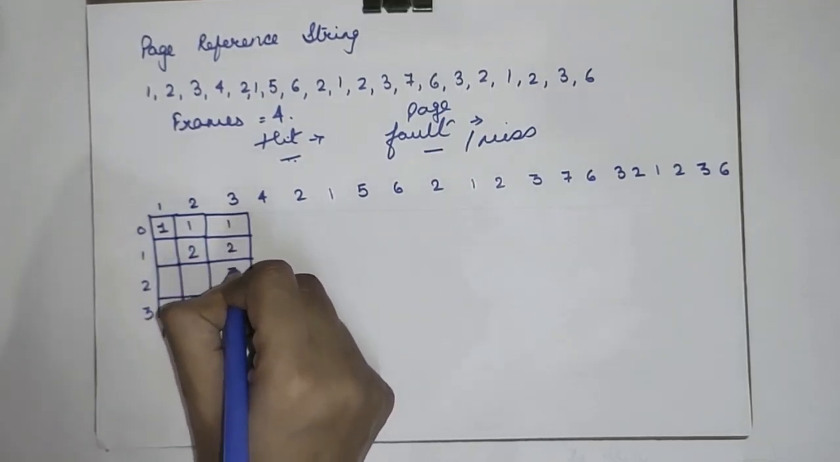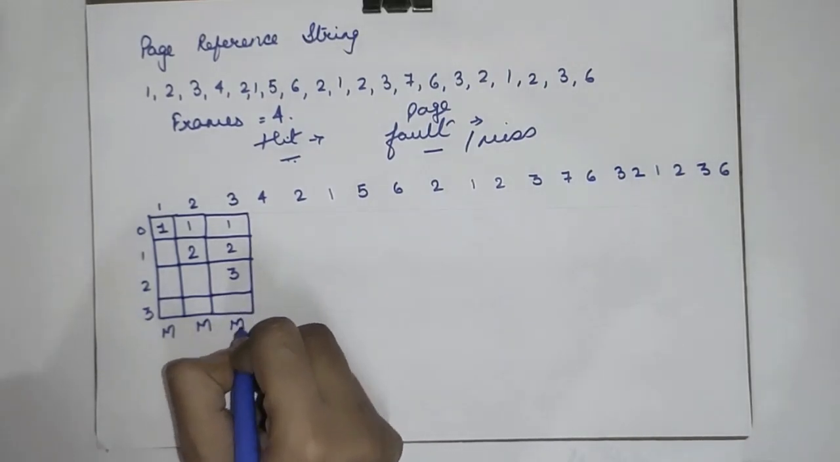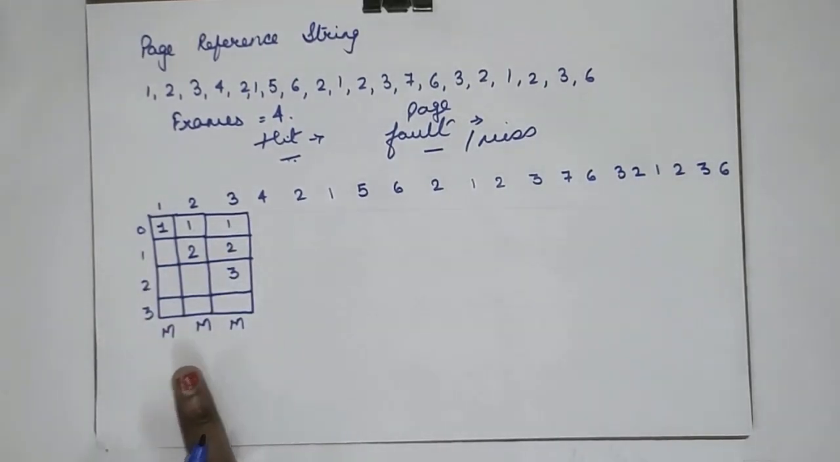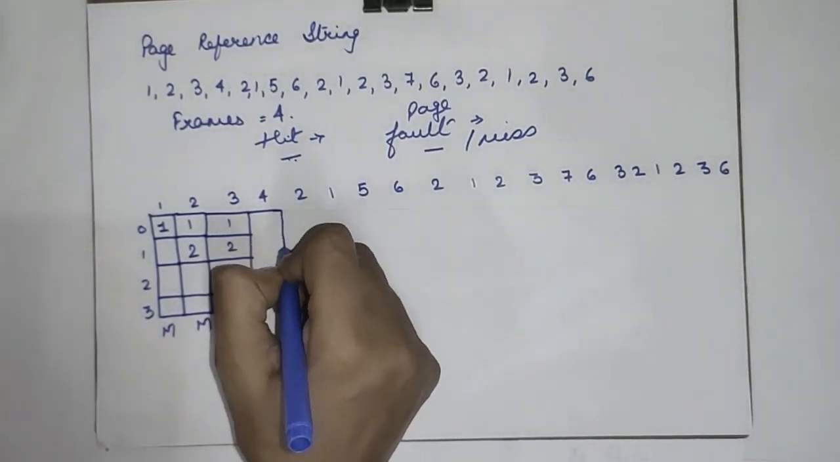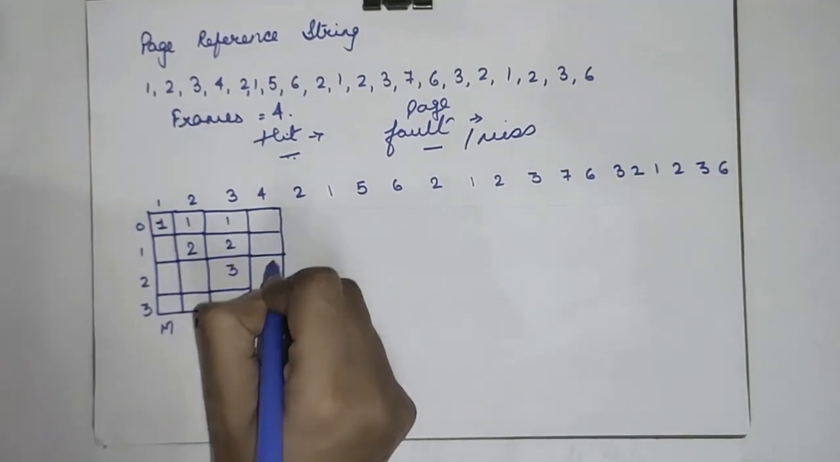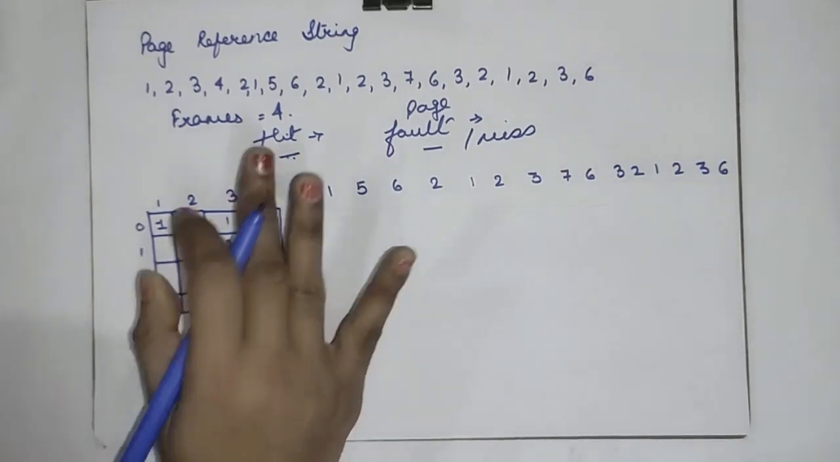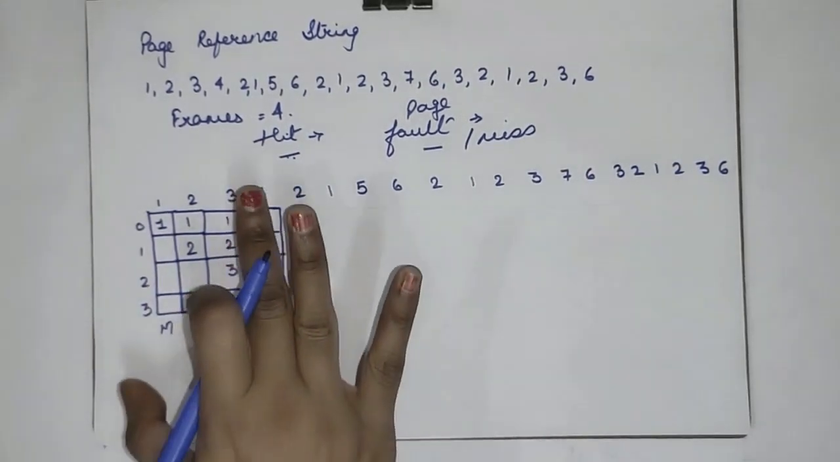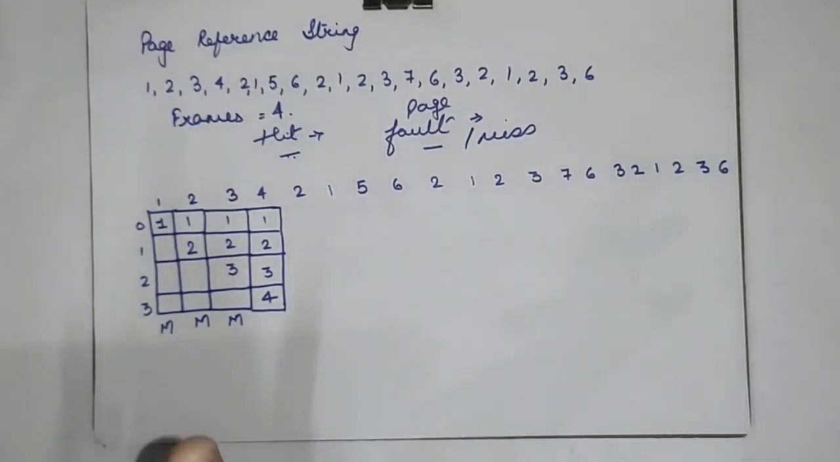1, 2, 3 was not present in memory, and one frame is still empty because only 3 pages have been called and I have 4 frames. Next, 1, 2, 3, and one frame was empty, so I inserted 4. So till here there is no problem and no confusion in any of the page replacement algorithms.